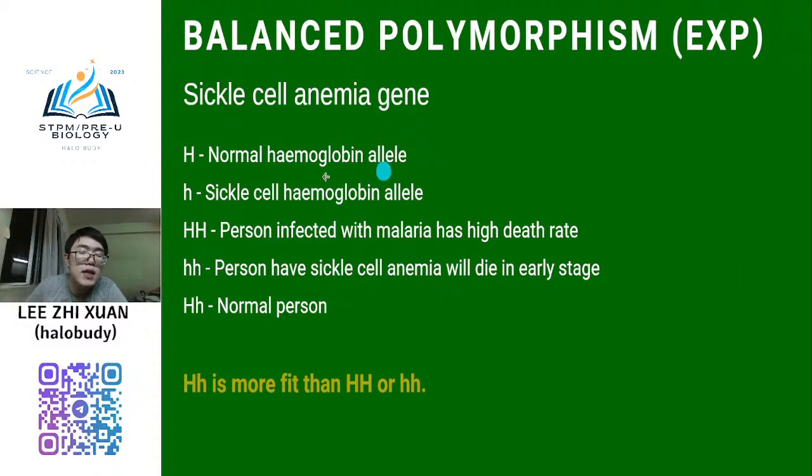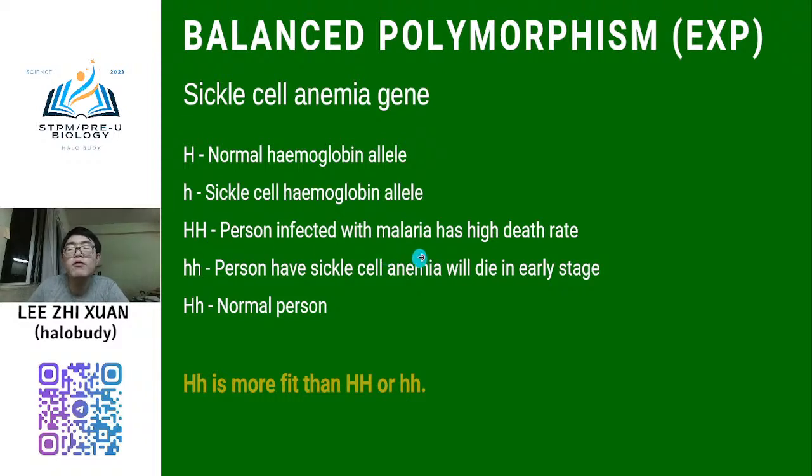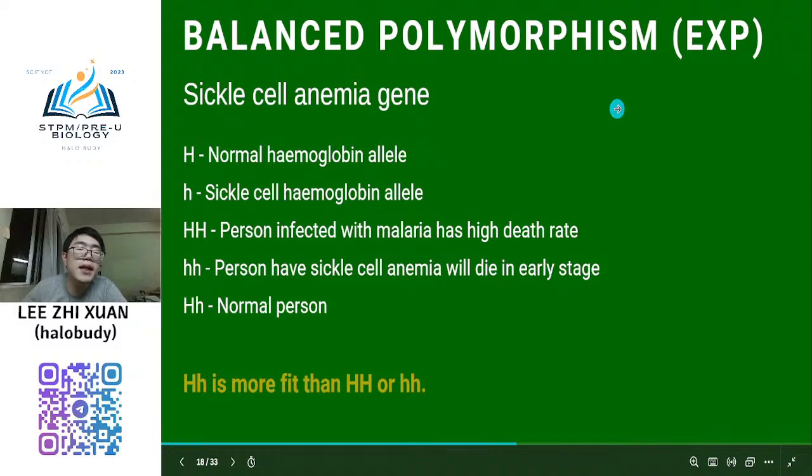So because of this, the countries that have very high malaria cases, normally the people will have this heterozygous genotype. HH is more fit compared to these two. Because this one, although it's normal, when these people are infected with malaria, it has a high death rate. And this one, homozygous recessive, totally is a sickle cell anemia patient lah. Right. Okay, so this is one example lah.